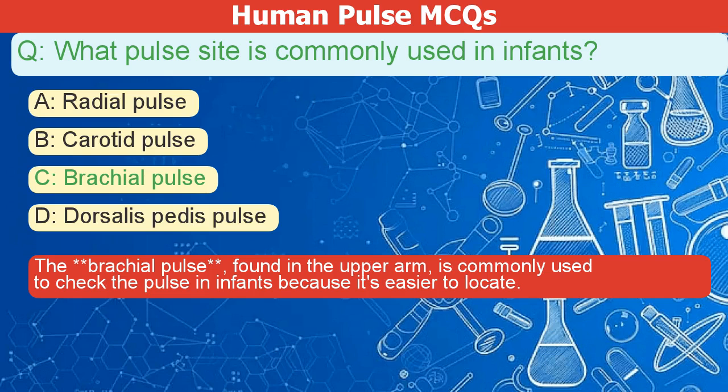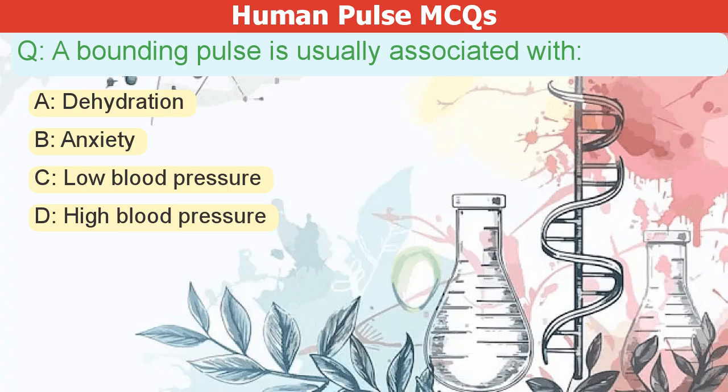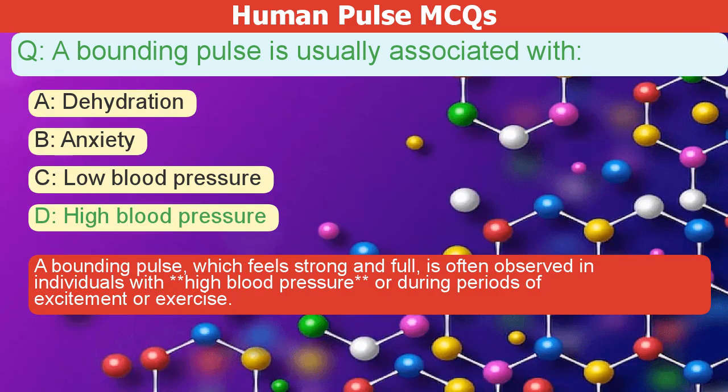A bounding pulse is usually associated with A. Dehydration. B. Anxiety. C. Low blood pressure. D. High blood pressure. The correct answer is D. A bounding pulse, which feels strong and full, is often observed in individuals with high blood pressure or during periods of excitement or exercise.